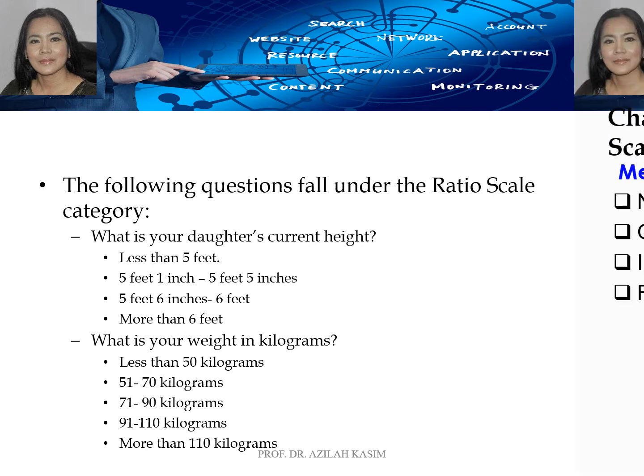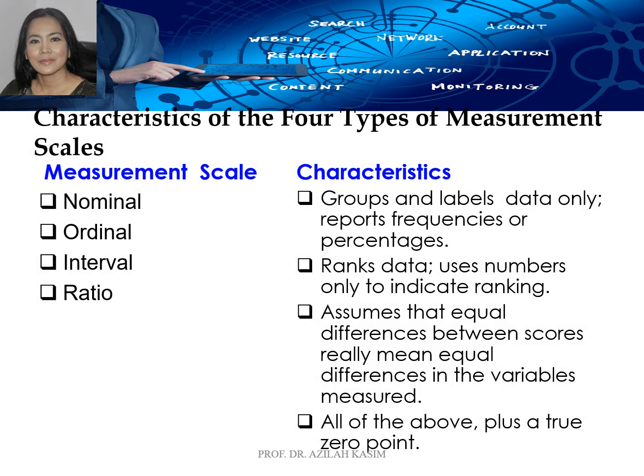So for the types of scale that we can use in our research questions or in the questionnaire: if it is nominal, this is group and label data only. It is reported in frequency and percentages. If it is ordinal, then it ranks data. It gives standing or ranking, using numbers only to indicate ranking. If it is interval, then it assumes that equal differences exist between scores, and equal differences in variables are measured. And the ratio is almost the same as interval, but with a true 0 point, meaning the question does not require negative values.